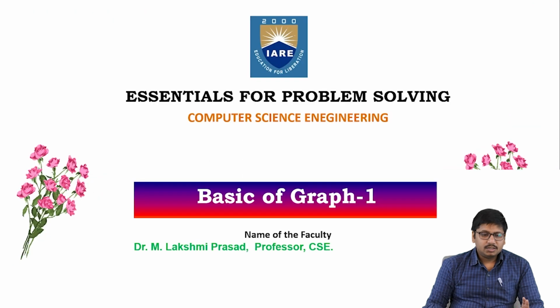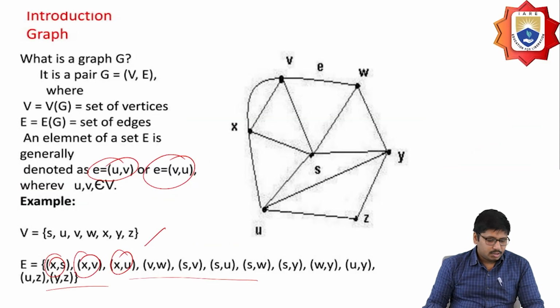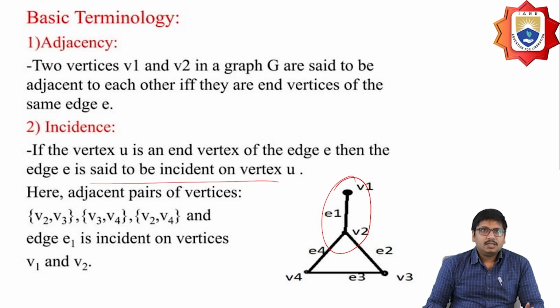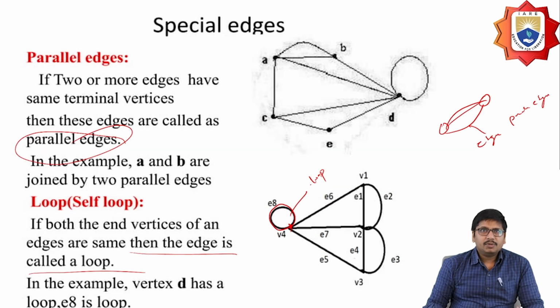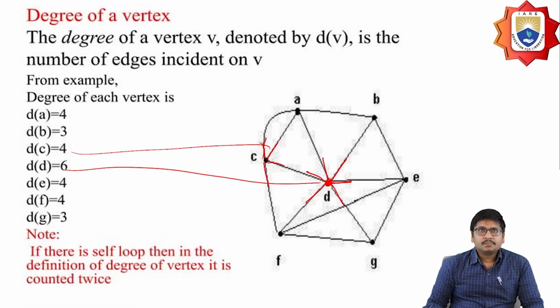So what did I discuss in this video? First, what is a graph? A graph is nothing but a set of vertices with edges, and two vertices are adjacent whenever they are joined by an edge. Parallel edges means that if I have two or more edges between a pair of vertices, then those are parallel edges. A loop is an edge that starts at a vertex and ends at the same vertex.